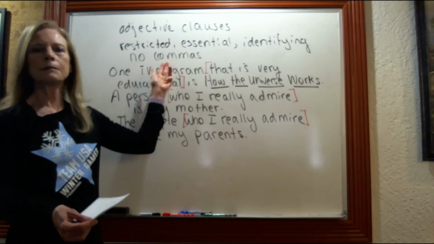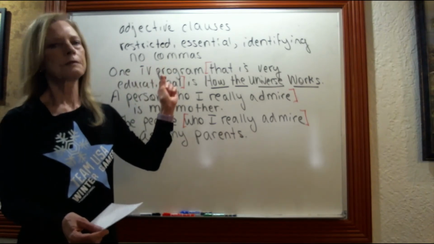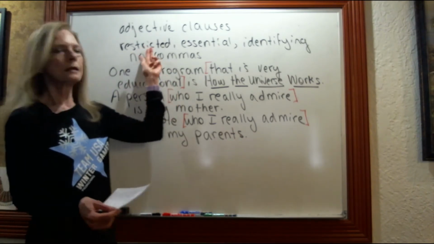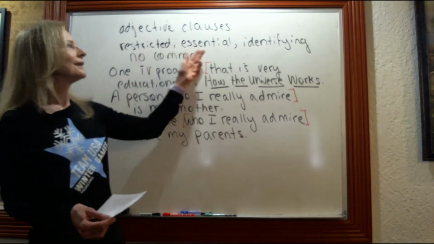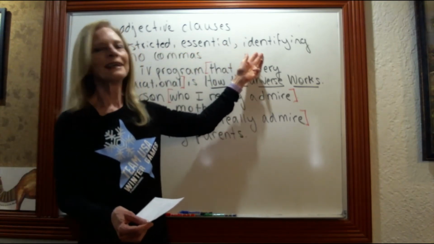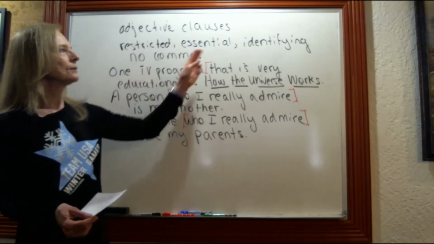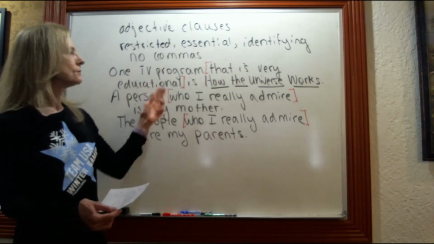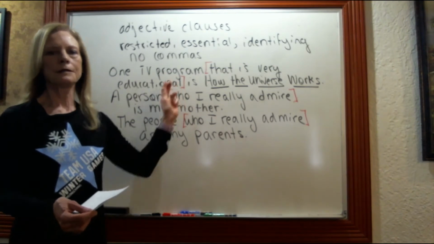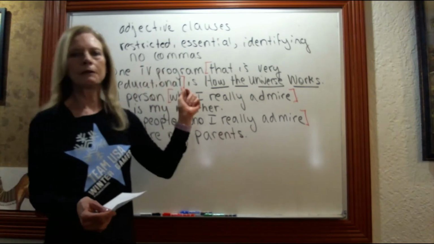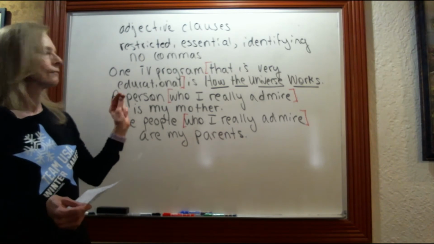No commas, because you're going to need these to identify something. These can be called restricted, essential, identifying. Every English book has a different way to describe these things, but you'll need this to describe what you're talking about in the sentence. And I just have a couple of examples up here that we'll go over first.